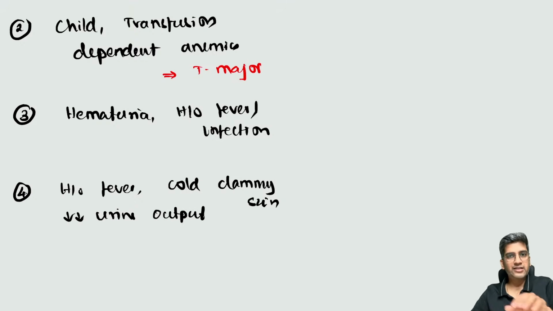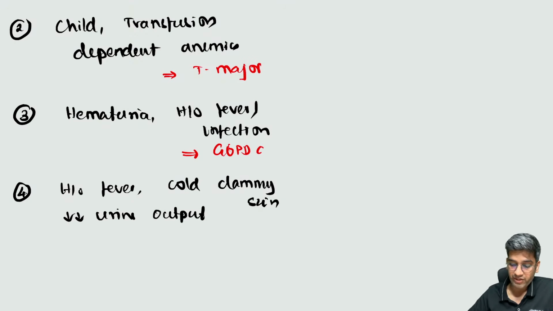Very, very likely this can come in an exam as well, right? Quite a few first paper, one of the commonest histories is this. A patient presenting with fever, cold, clammy skin with a reduced urine output. What do you think this is? The previous one, any takers? Hematuria after a history of fever and infection. A trigger-based hemolysis is very, very classical for G6PD deficiency.